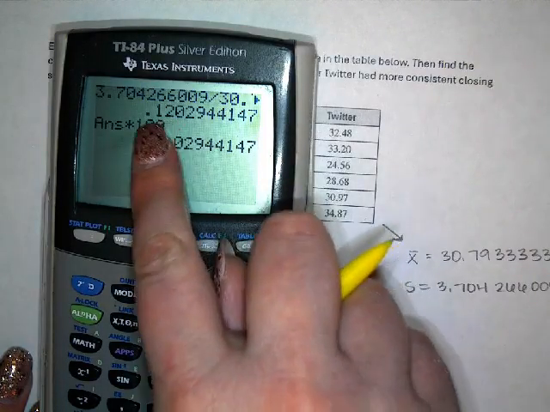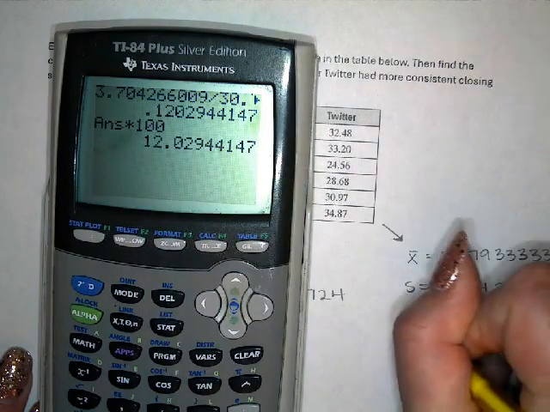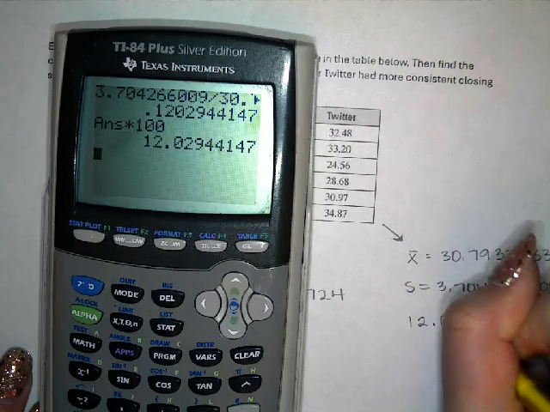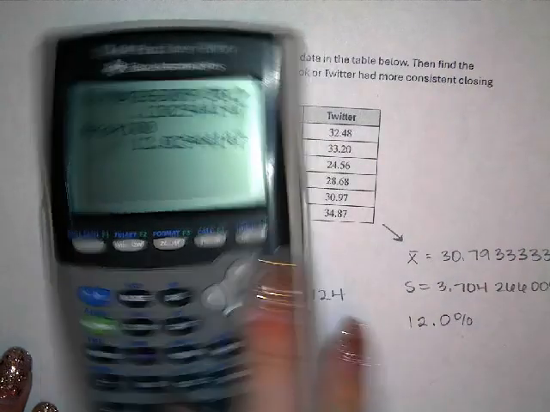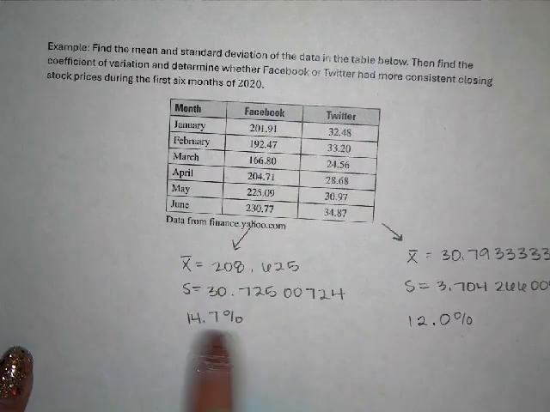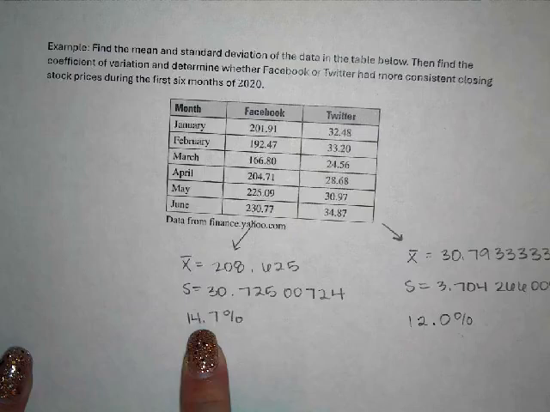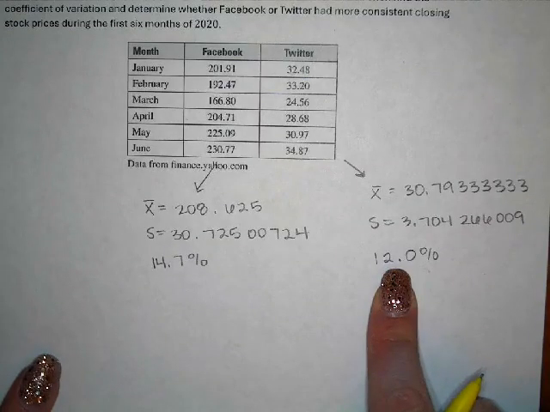So that gives 12.0%. This one has a higher percentage, so that means it has more variation. This one has a lower percentage, that means it has less variation. Less variation is more consistent, and so Twitter was more consistent.